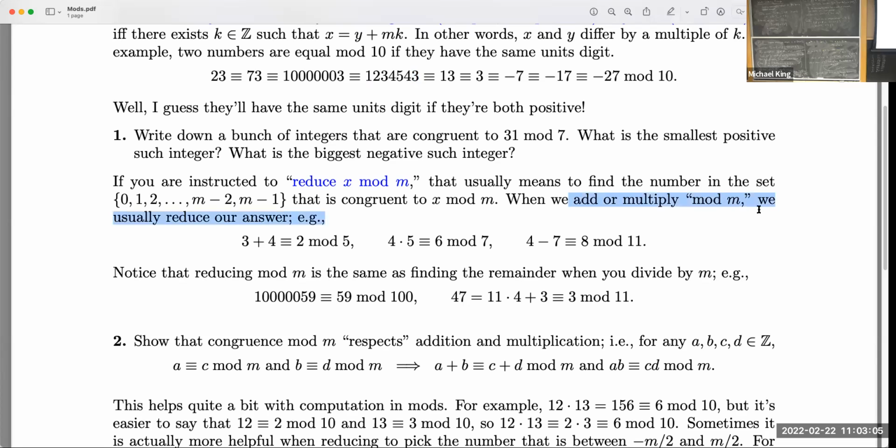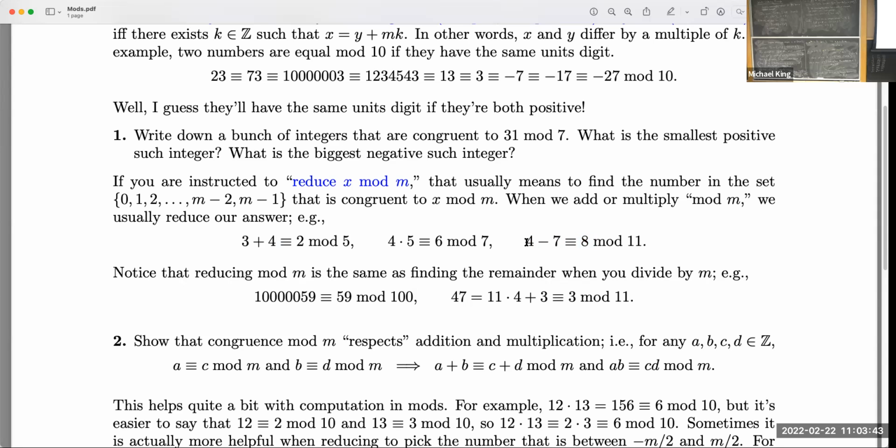And you can add or multiply. If you say 3 plus 4 mod 5, 3 plus 4 is still 7, but 7 is really 2 mod 5 because you just take a 5 away. You can also think about subtracting off m's. 4 times 5 is 20. Do you agree that that's 6 mod 7? 20, you take away a 7, you get 13, you take away another 7, you get 6. 4 minus 7 is -3, but I could add 11 to that to get 8.